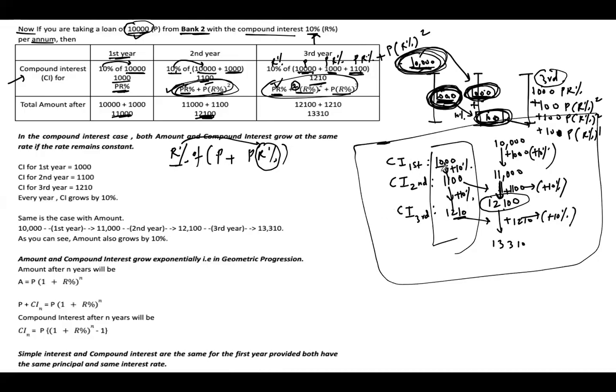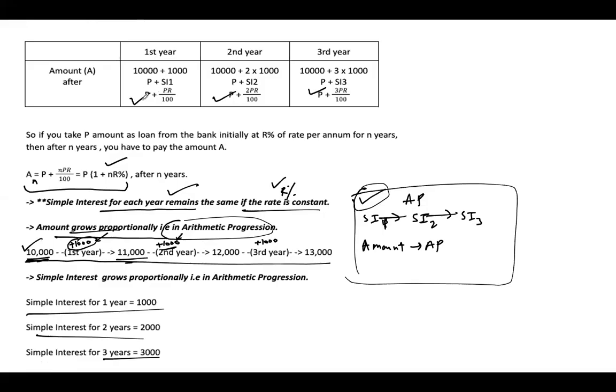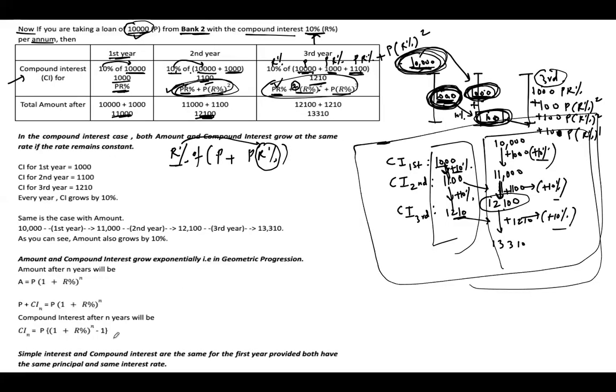So compound interest is growing at the same rate, whatever the rate that is given. Similarly, the amount is also growing at the same rate. Are you getting this point? And what was happening with respect to this amount earlier? Was the amount growing at the same rate? It was growing with the same value: thousand, thousand, thousand. But here, is it growing with the same value? No, it is growing at the same rate. All right, very important.